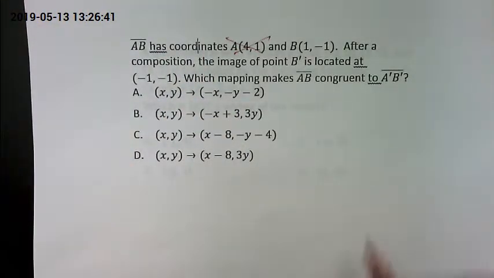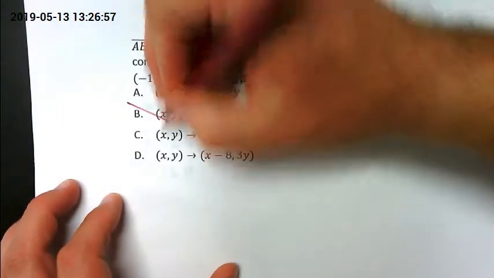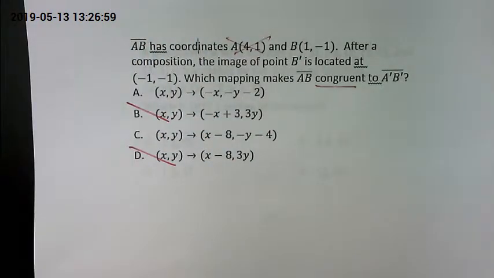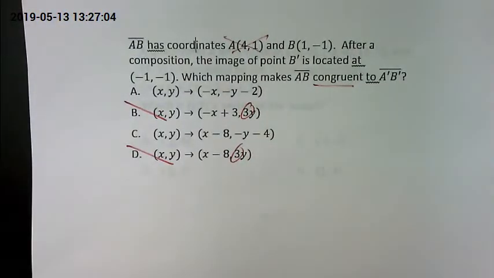Now it also said that these have to be congruent. So that means this is rigid motion. Are there any of those answer choices that we can throw out just because they're not rigid motion? Why B and D? You're right. Why do those get thrown out right away? Because they're multiplying y. Multiplying is only going to be if you're doing some type of dilation, right? We're not going to change the size, so we can't multiply. So those two are out.